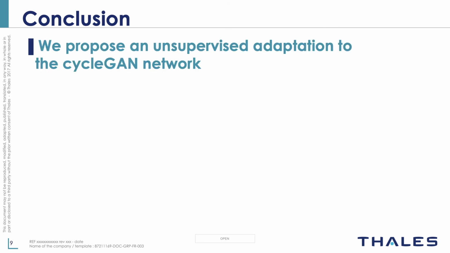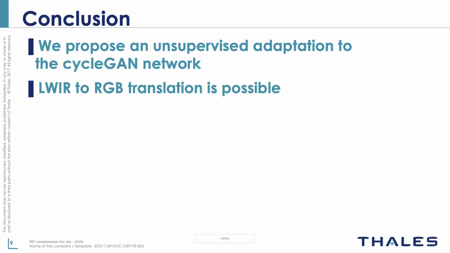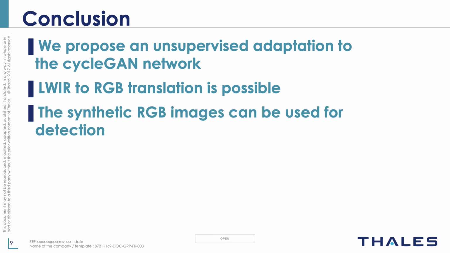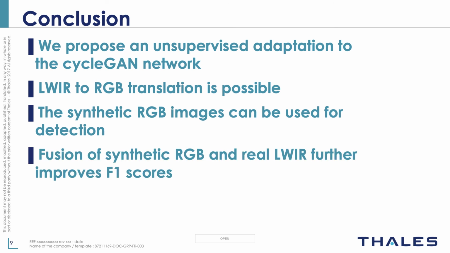To conclude, we propose an unsupervised adaptation to the cycleGAN network. We show long-wave IR to RGB translation is possible between non-corresponding datasets containing cluttered urban scenes. The synthetic RGB images can be used for detection in RGB trained algorithms with F1 scores of up to 67%. Moreover, this paper is the first to fuse RGB and real long-wave IR, further improving F1 scores up to 73%.